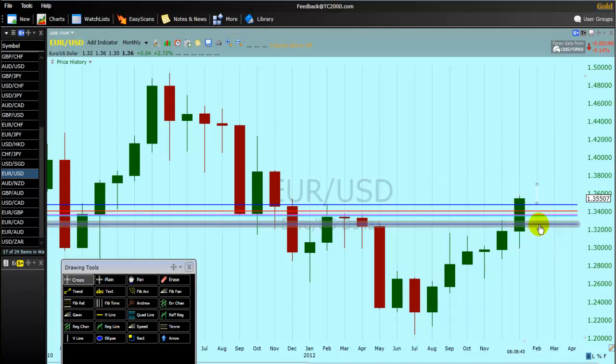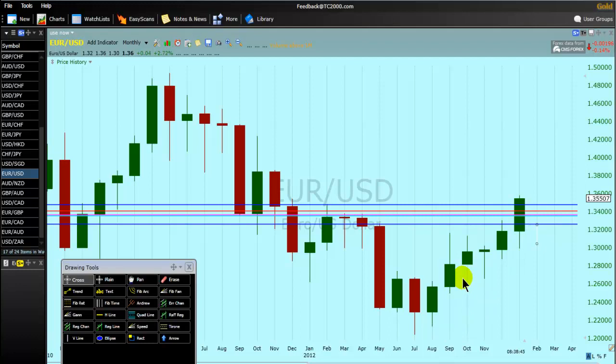So we want to project the range of last week to the upper side because the price broke above the high of last week. Pay attention. If the price, for instance, was going down and the price went below the low of last week, instead of projecting the range to the upper side, we will project it to the downside here.